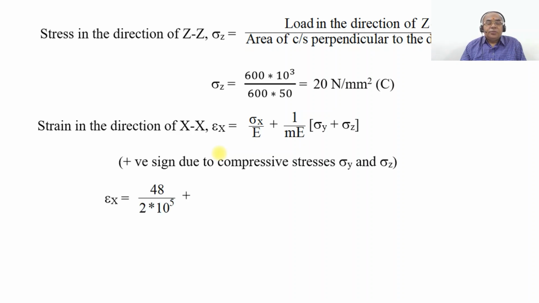So that is 48 by 2 into 10 to the power of 5 plus 0.3 by 2 into 10 to the power of 5 into 20 plus 20, which will be equal to 3 into 10 to the power of minus 4, which is epsilon x. Epsilon x is also equal to delta L by L. We know the longitudinal strain and also the length, so substitute the values of epsilon x and L: 3 into 10 to the power of minus 4 equals delta L by 600.